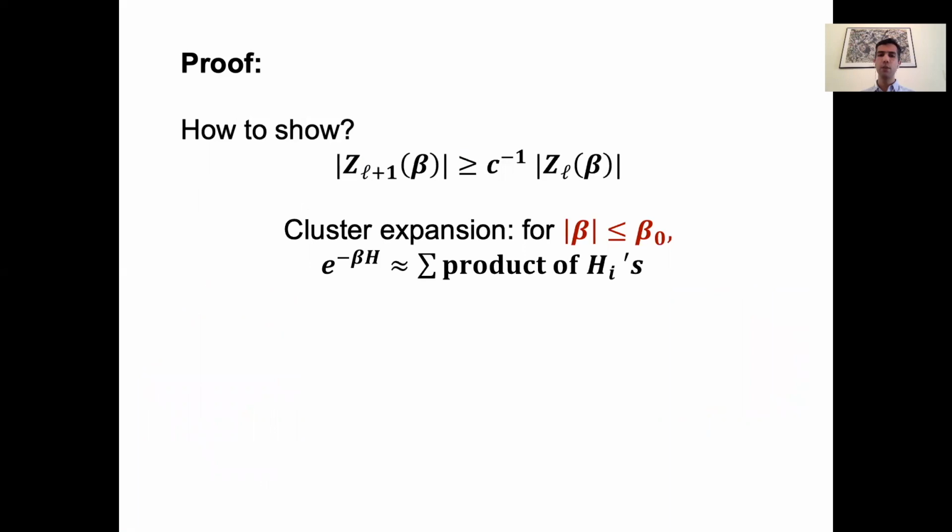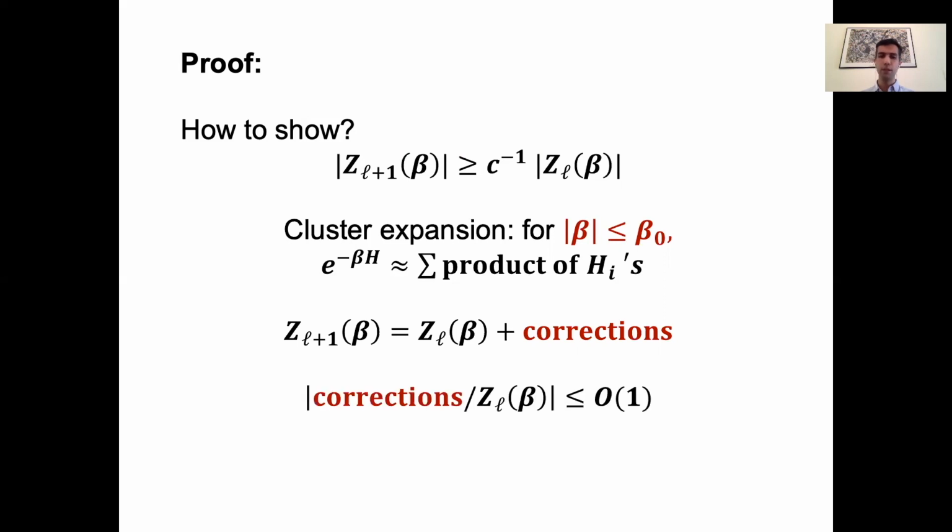As I mentioned, we use cluster expansions, which allow us to write the operator e to the minus beta h as a sum of the product of local operators h_i. By taking the trace of both sides, this means we can write the partition function of the larger system as that of the smaller system plus some corrections that we can show are actually small.